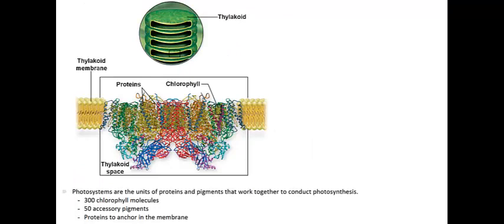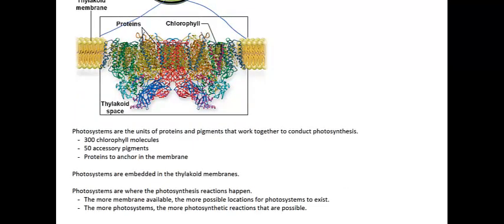If we look even closer at the thylakoid membranes, we can see these things called photosystems, shown in this diagram here. Photosystems are units which consist of around 300 chlorophyll molecules, as well as 50 other accessory pigments, which help to catch the other wavelengths of light. These chlorophyll molecules and accessory pigments are anchored together in the thylakoid membranes with proteins. These photosystems are where the photosynthesis reactions happen.